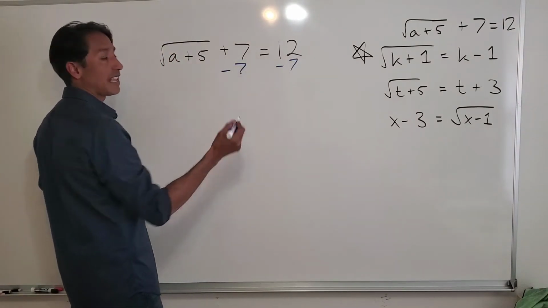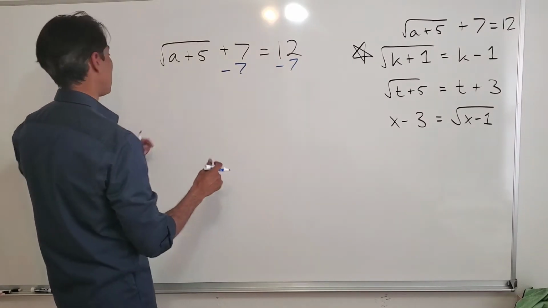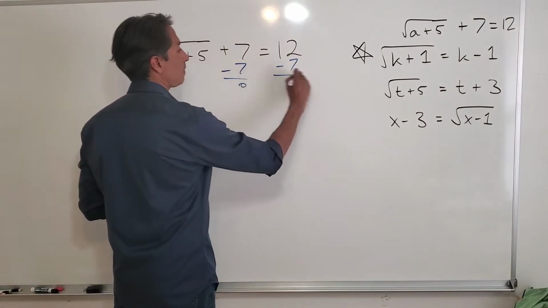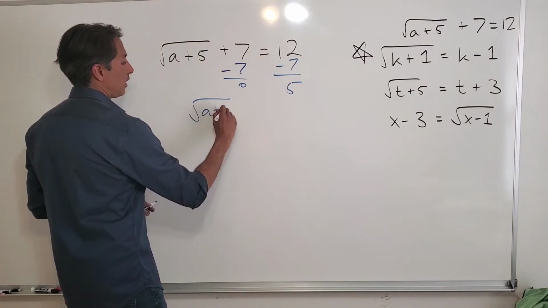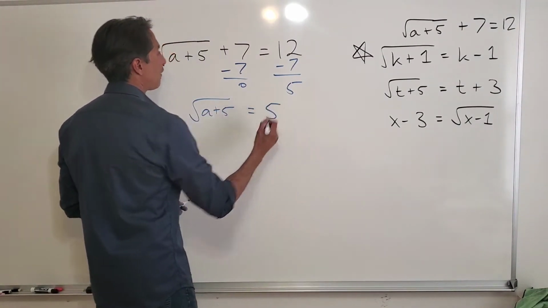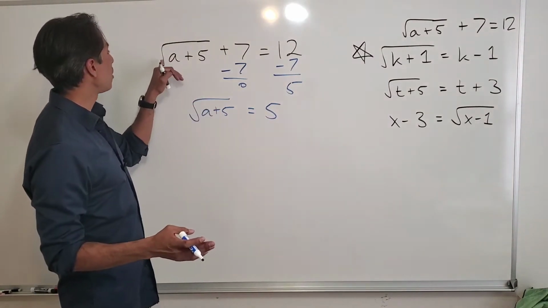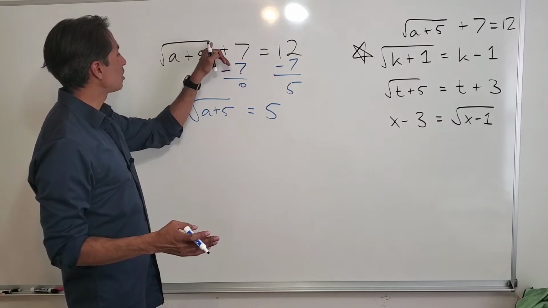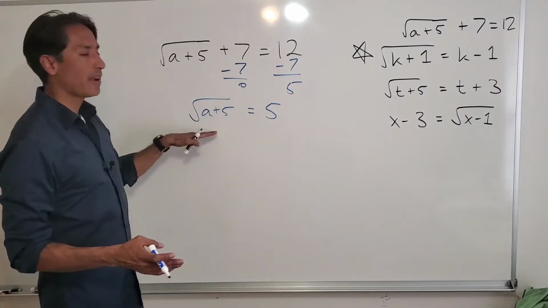So I'm going to subtract 7 from both sides because that's going to really clear the board, right? It's going to make sure everything is where it's supposed to be. Square root a plus 5 and 5. And before I keep going, just be careful. Make sure you notice, oh yeah, the square root sign only goes to the 5 and then it stops. And then I got more stuff. So now I have this.